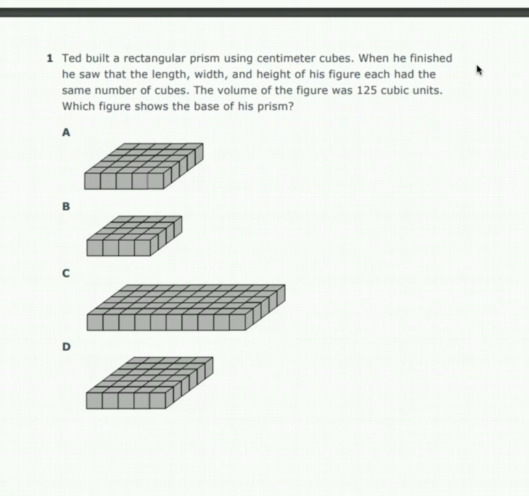Number 1. Ted built a rectangular prism using centimeter cubes. When he finished, he saw that the length, width, and height of his figure each had the same number of cubes. The volume of the figure was 125 cubic units. Which figure shows the base of his prism? A, B, C, or D?